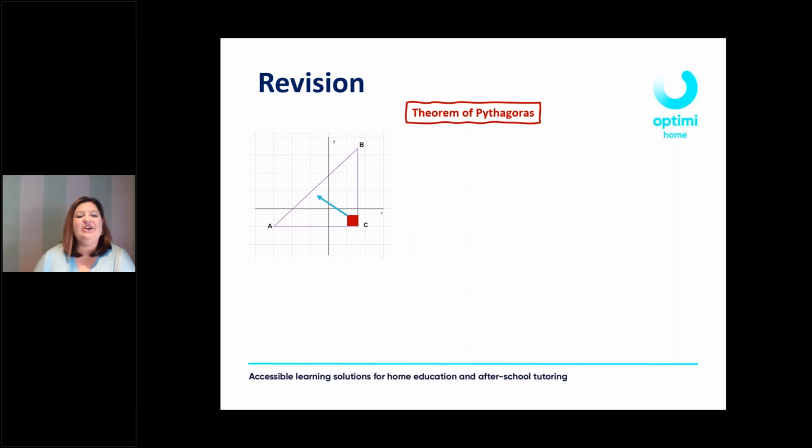Right. So the side opposite my 90-degree, we call the hypotenuse, and that is the largest side in a right-angled triangle. So if I take that largest side, this hypotenuse over there, this squared. So AB squared is AC squared plus BC squared. So the two small sides squared added together will give me the longest side squared.